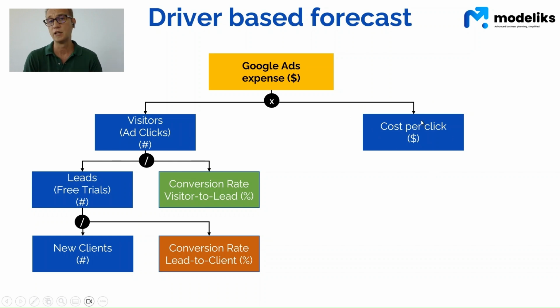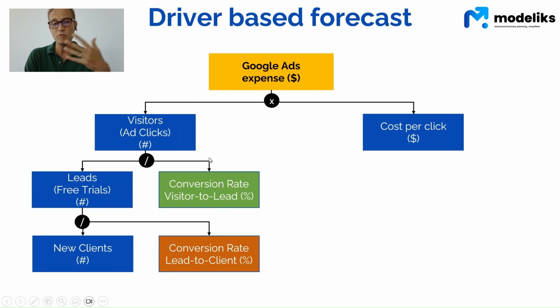There is a cost per click. Let's say we're paying $5 per click to Google. If we compare this number to market benchmarks, we will know whether we are overpaying or our cost per click is good enough. So we can see whether we're doing a good job on the cost per click side.